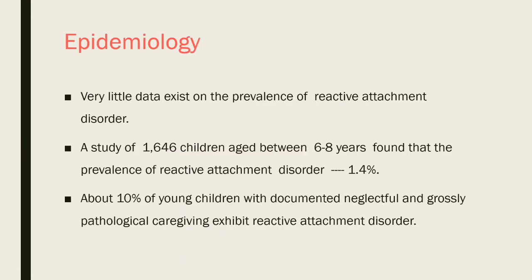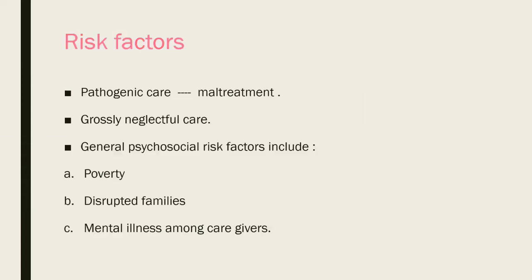Epidemiology. Very little data exists on the prevalence of reactive attachment disorder. A study of 1646 children aged between 6 to 8 years found that the prevalence of reactive attachment disorder is 1.4%, and about 10% of young children documented with neglectful and grossly pathological caregiving exhibit reactive attachment disorder. Risk factors include pathogenic care, that is maltreatment, grossly neglectful care, and general psychosocial risk factors include poverty, disrupted families, and mental illness among the caregivers.